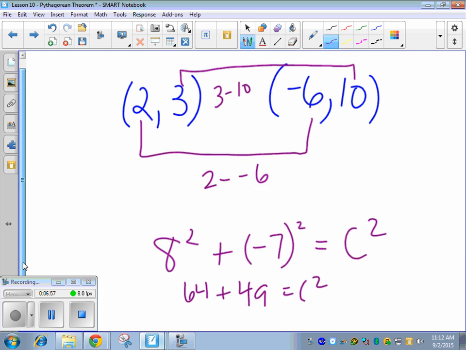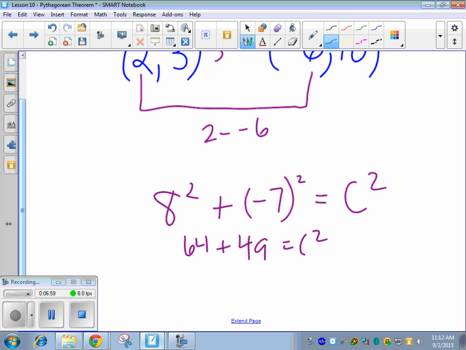What is that? 113. Square root both sides. Okay? Makes sense, you guys? So you're really just subtracting.